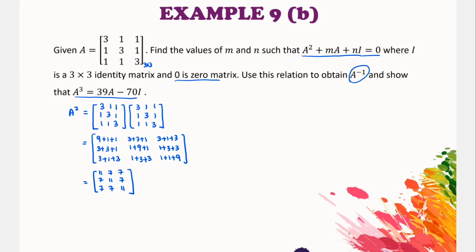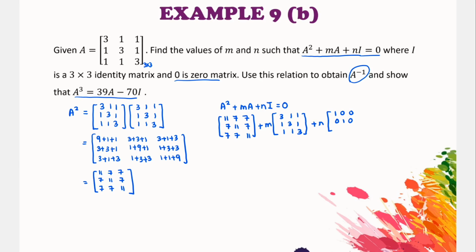And then we substitute into A squared plus MA plus NI. So we substitute all the matrices that we have into this equation. 11, 7, 7, 7, 11, 7, 7, 7, 11 plus M multiplied by matrix A, 3, 1, 1, 1, 3, 1, 1, 1, 3, plus N multiplied by the identity matrix for 3 by 3, which is equal to the zero matrix.